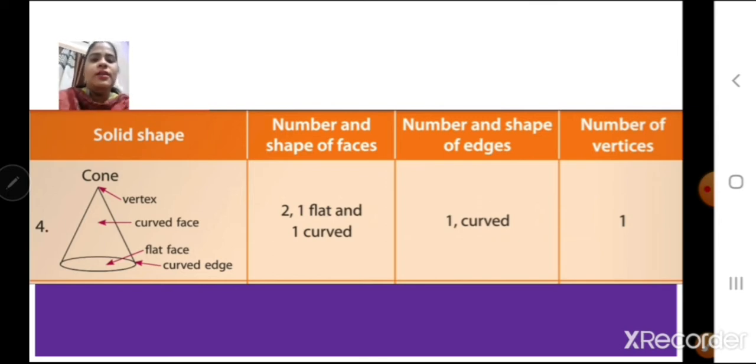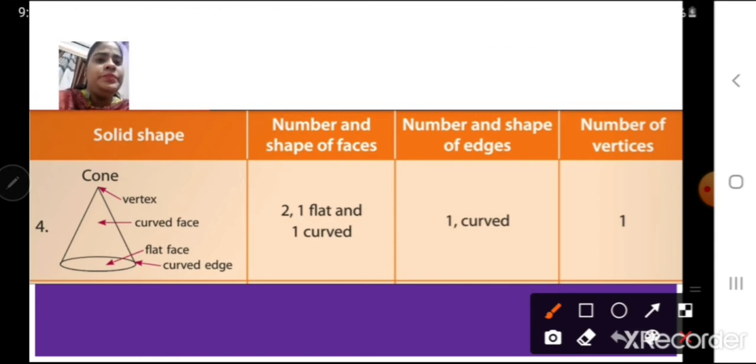It is like a triangle. So here you can see there is a tip of the cone. The tip of the cone is the vertex. Then you have the curved surface, which is a face, and also the flat surface beneath the cone, that is also one more face. So we have two faces, one curved face and one which is flat. And how many edges do we have? We have only one edge, the curved one, the below one.